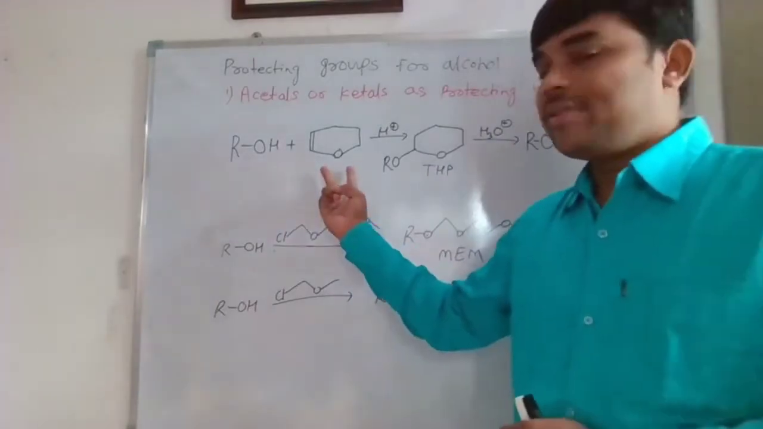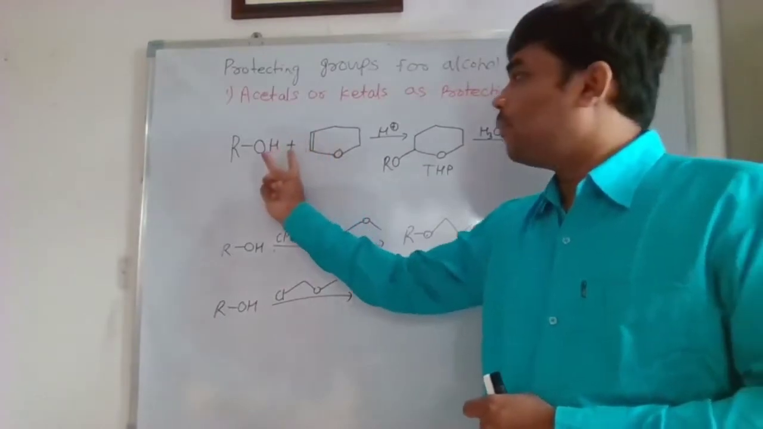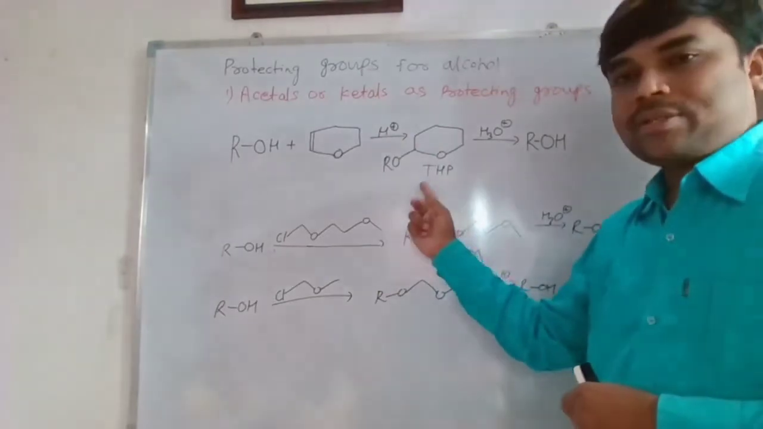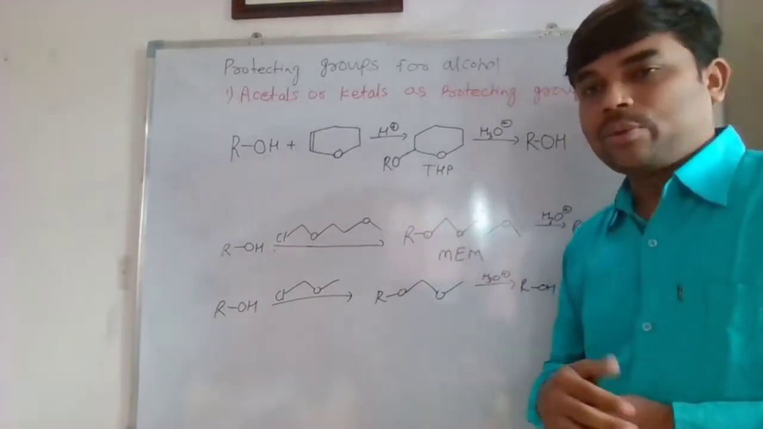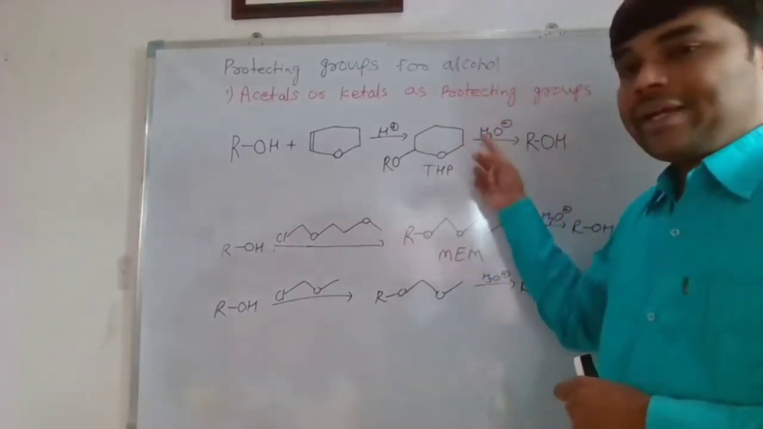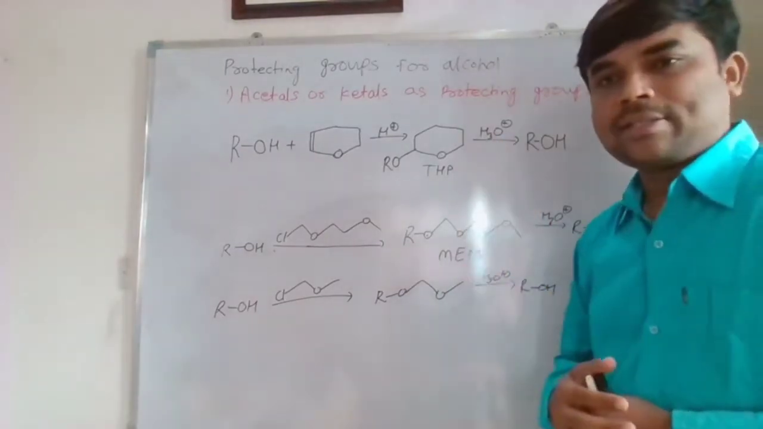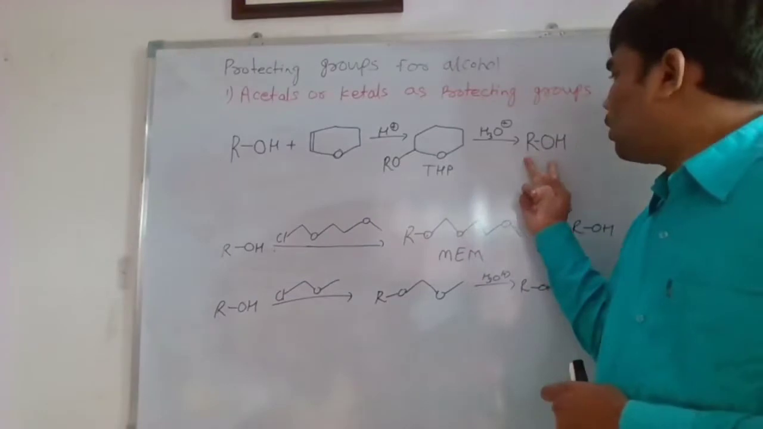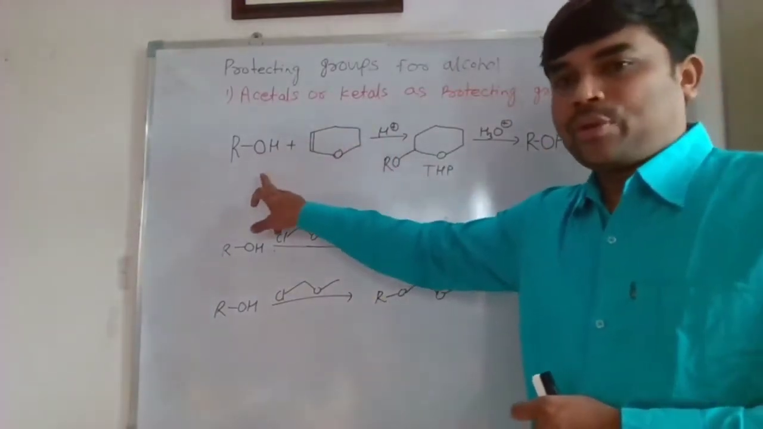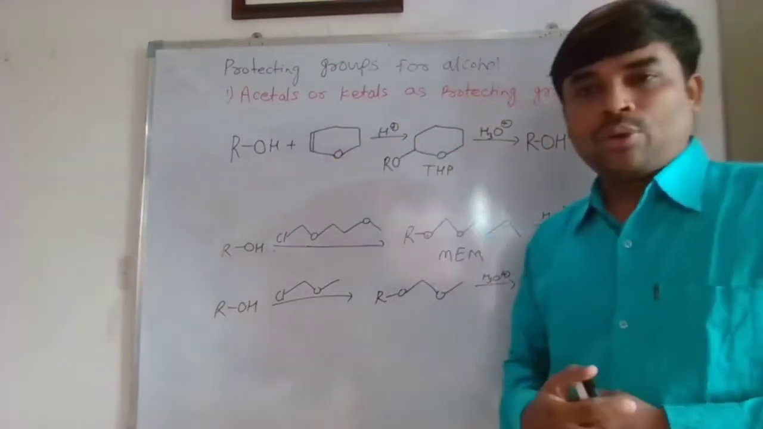For example, this is dihydropyran. When this dihydropyran reacts with an alcohol in the presence of acid, it forms THP, tetrahydropyranyl. All these tetrahydropyranyl derivatives are deprotected by aqueous acids. Aqueous acid means H3O+, and we again get our alcohol. Therefore, dihydropyran acts as a protecting group, and aqueous acid acts as a deprotecting group for alcohol.